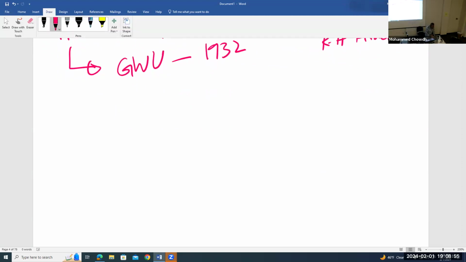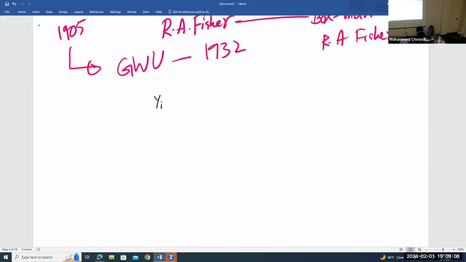So now let me discuss this, because you need to understand how things work behind the scenes. Take a look. I said this, right? Yi equals beta 0 plus beta 1 xi plus epsilon i. This is the simple linear regression model, right?